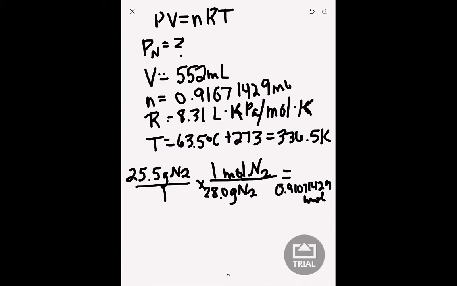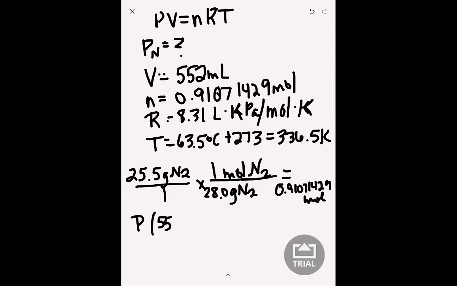0.91071429 moles. Okay. So now we can substitute everything in. Again, what we had to do here, we are looking for the pressure of nitrogen. Once we know the pressure of nitrogen, we can just subtract that from that total pressure of 50 kPa to find the pressure of oxygen. So, pressure times the volume, which is 552.